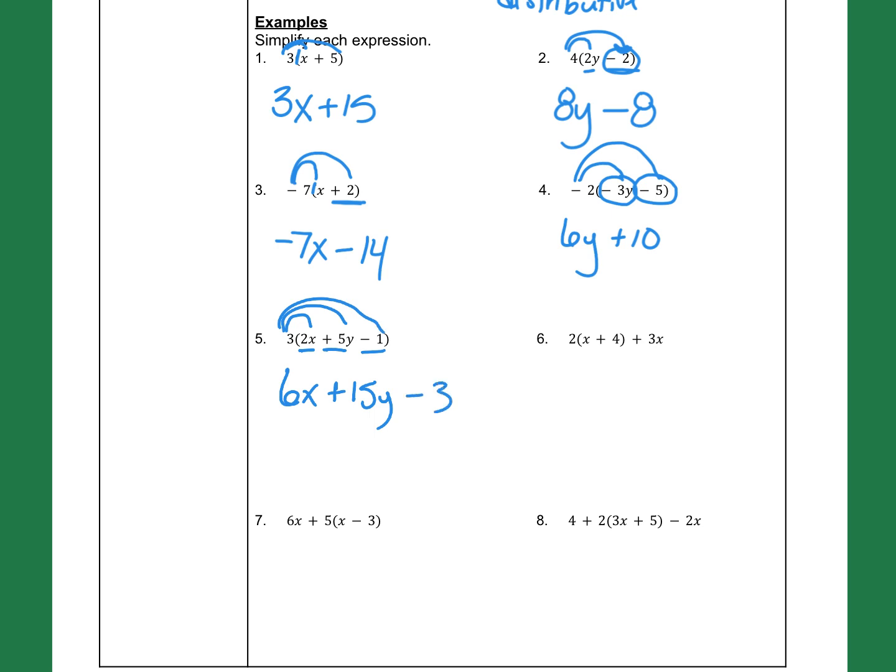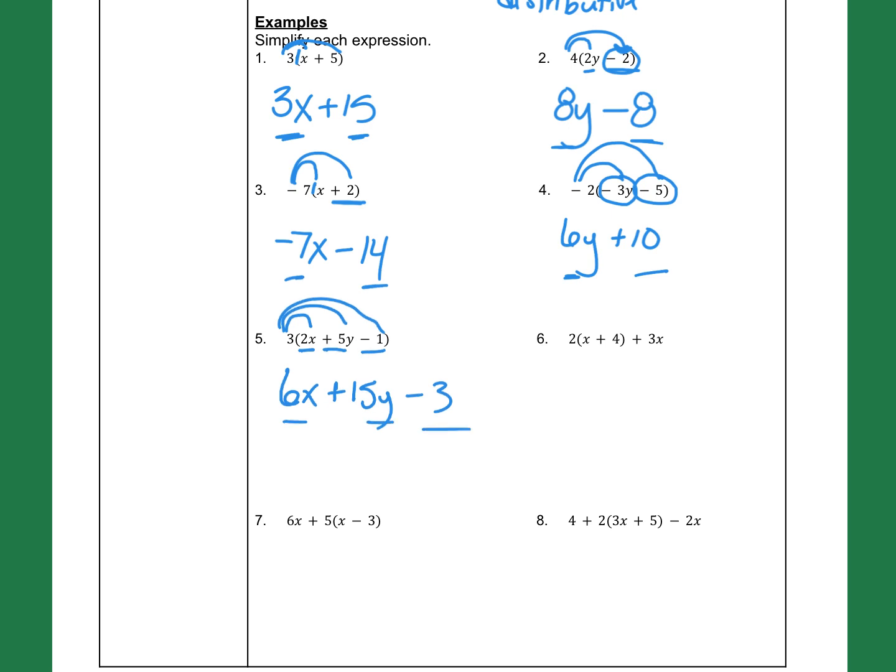And on all these that I've done so far, I have no like terms. Back in number 1, I had an x and a constant. Number 2, I had a y and a constant. 3, I had an x and a constant. 4 is a y with a constant. Number 5, we have an x, a y, and a constant. So no like terms so far.